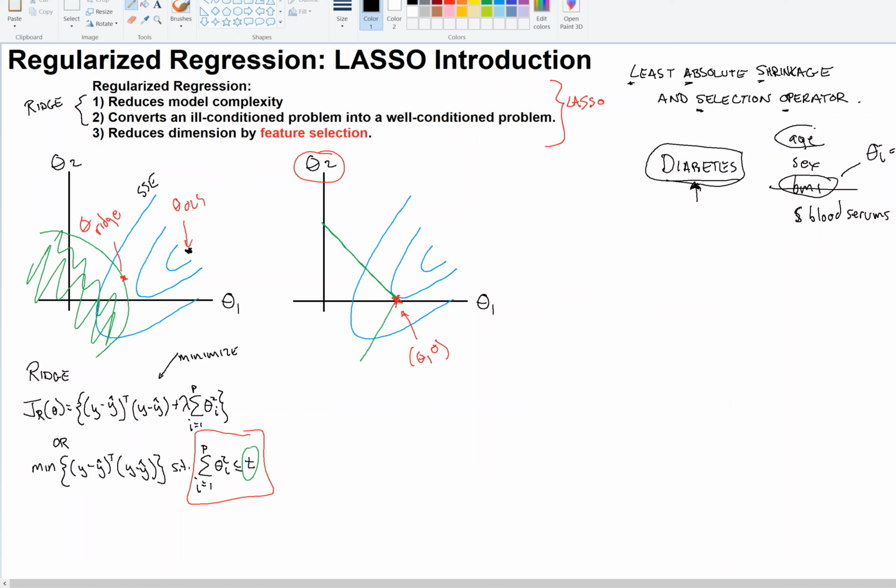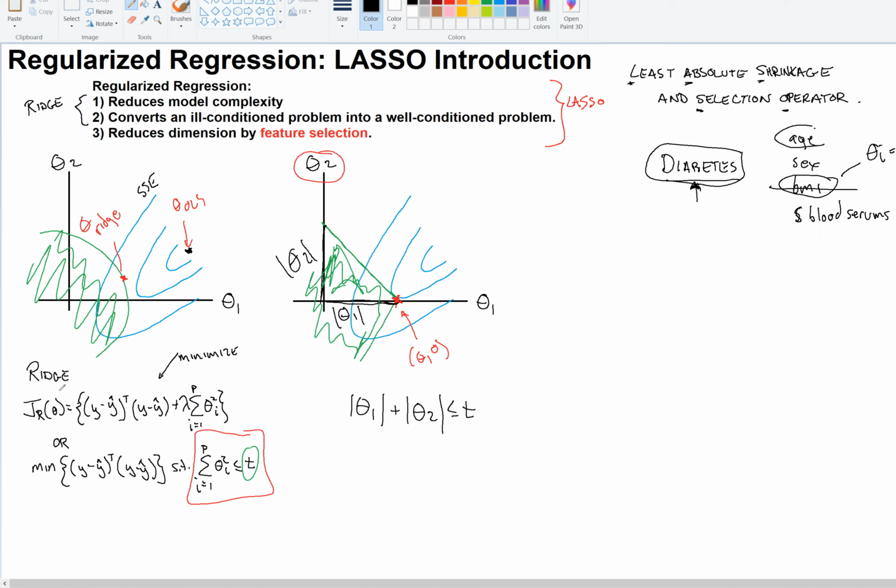Okay, so what's the equation in 2 dimensions? This is the length of theta 1, and this is the length of theta 2, right? What's the equation of a diamond in 2 dimensions? Feel free to pause the video, but it's this guy. The length of theta 1 plus the length of theta 2 is less than or equal to t. So less than or equal, so we can consider all of these solutions in here. Okay, that's the equation of a diamond. And so that's going to be the equation of our constraint.